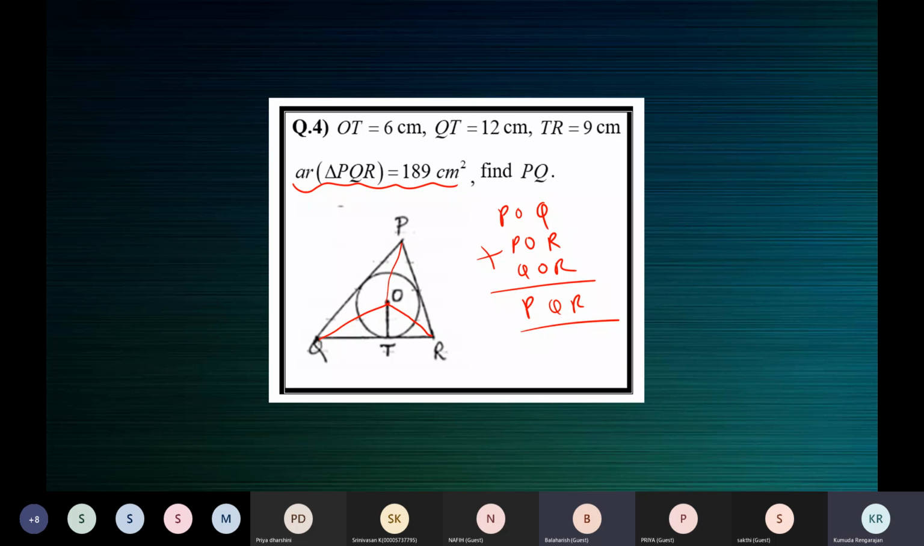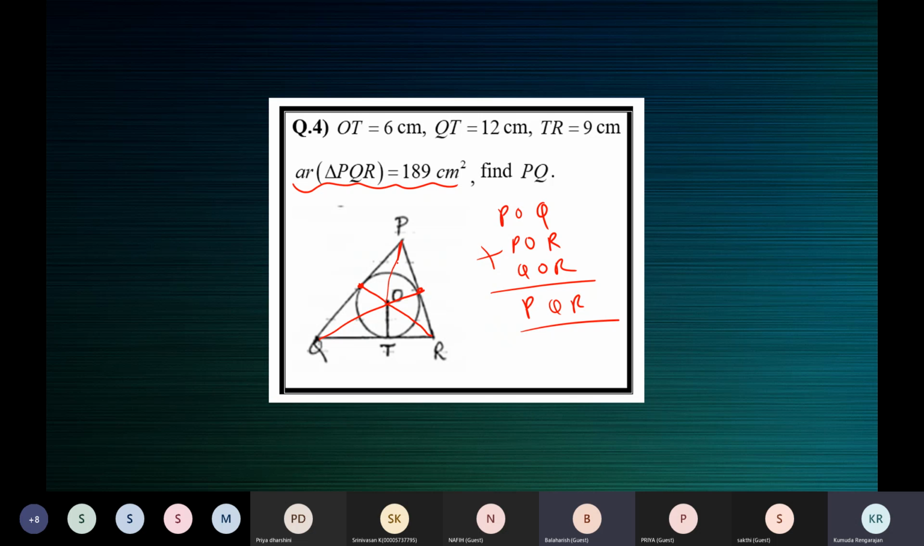Now to find the area of the triangles, we're going to use the formula half base into height. So you need to know the base and the corresponding altitude. For the need of altitudes, we're going to join. You can see that the sides of the triangle are tangential to the circle. Mark off the points of contact. These are the points of contact. Join the center to the point of contact.